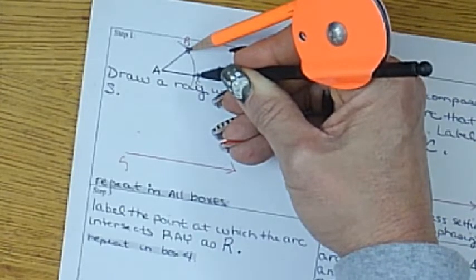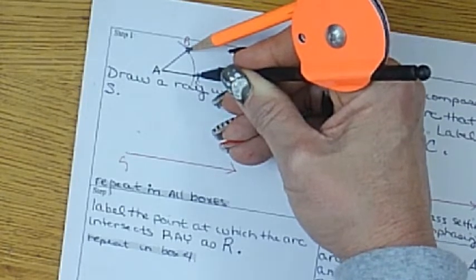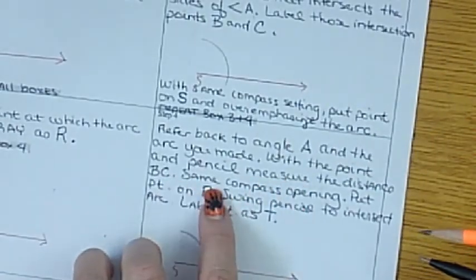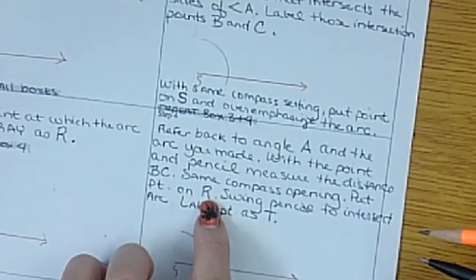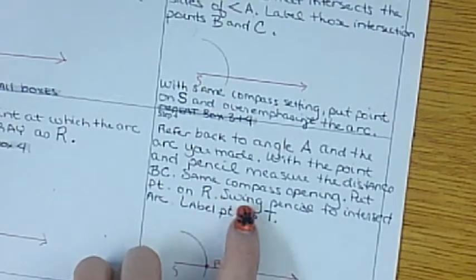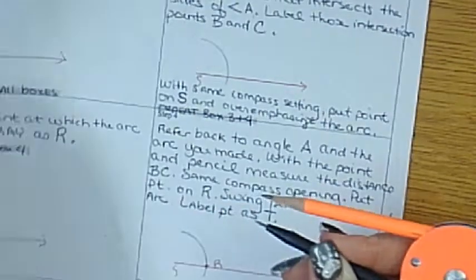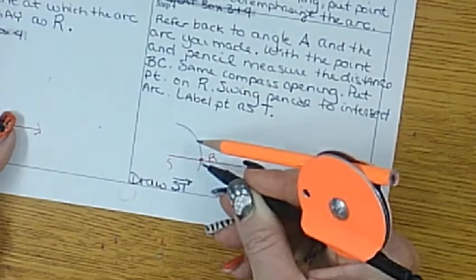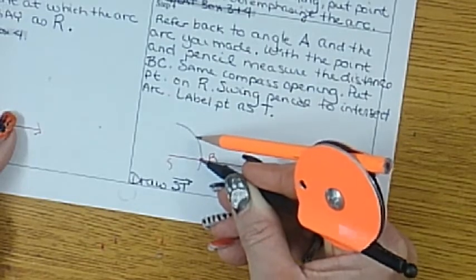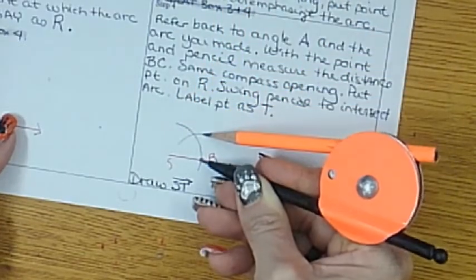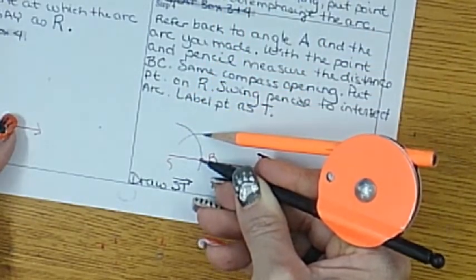Okay, good on that? Everybody got that? Okay, so keep that setting, whatever setting that is. Okay, and we're coming back to box 4. So it says with the point, we already did that. Same compass opening, now you're going to put the point on R, so the point of your compass on R, and you're going to swing the pencil to intersect the arc that is already there. Okay, so I'm putting the point of my compass on R, and I'm going to swing the pencil so it intersects where that previous overemphasized arc was at.